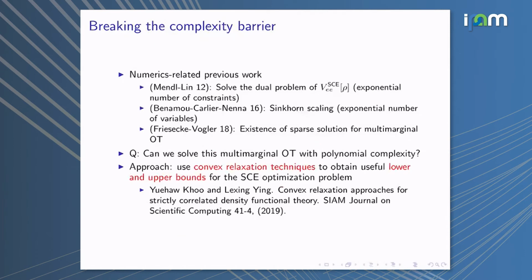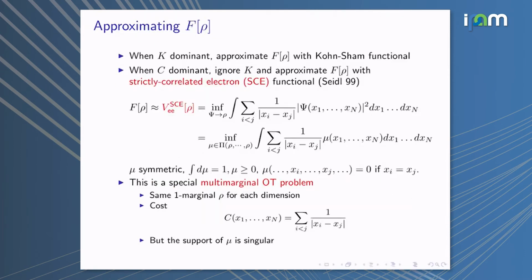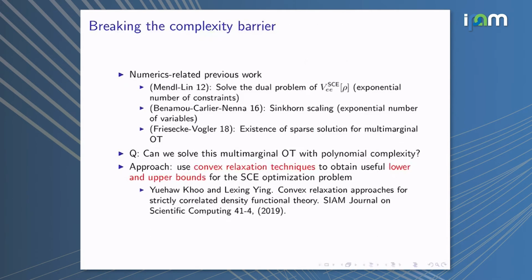Now we know that this can be formulated as a multi-marginal optimal transport problem, so let's try to solve this. The work that motivated this project is essentially these 3 papers. The first is an early paper by Mendl and Lin, from 2012, almost 10 years ago now. They solved this problem in the dual formulation. Instead of having an exponential number of degrees of freedom, because this mu is a high-dimensional tensor with exponential degrees of freedom in n, they transferred this into an exponential number of constraints. So in some sense they made the problem a little bit easier in certain cases, but you still have this exponential blow-up of degrees of freedom or constraints.